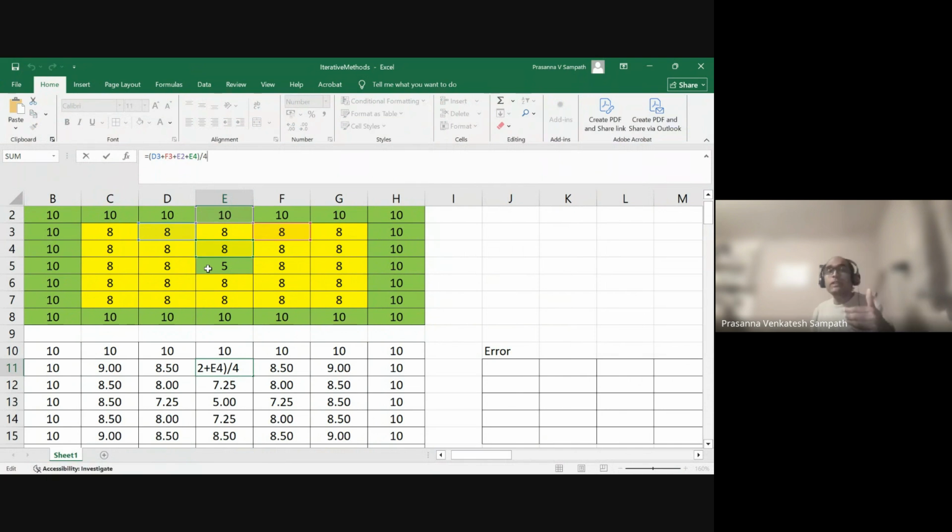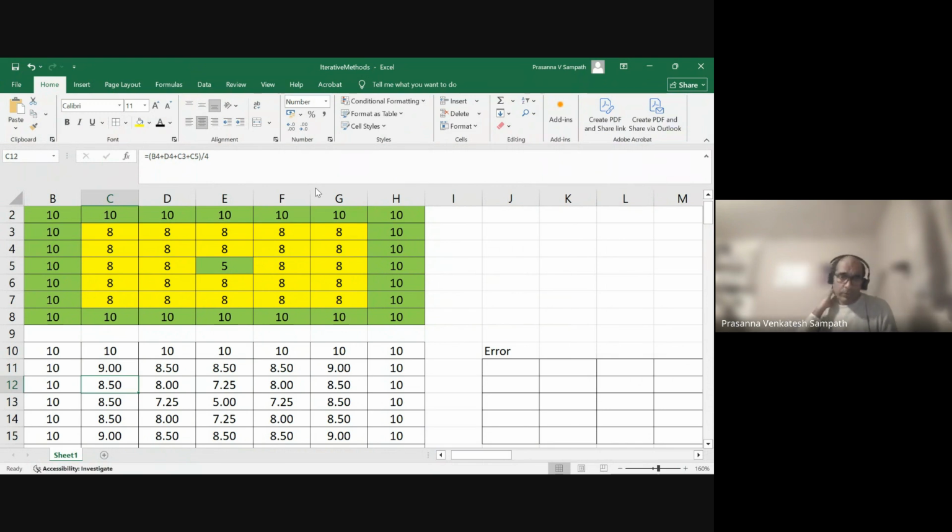So I simply take those values, add them all up and divide by 4. When I do that, I get the answer. In this particular cell, it's 8.5. In the next cell, it is 7.25, and so on. So I can simply take that same formula and copy it across. It will just calculate based on all the neighboring cells.